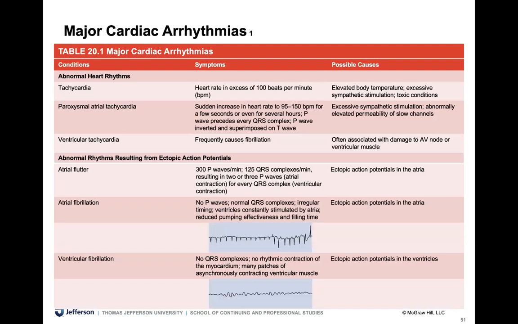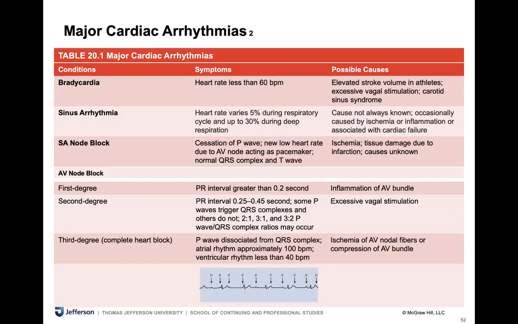All right. There are many different types of arrhythmias, or what we refer to as irregular heartbeats. And you can have tachycardia, atrial flutter, atrial fibrillation, and ventricular fibrillation. And you can look at some of the symptoms that you typically see and some of the causes that this could be a result of.